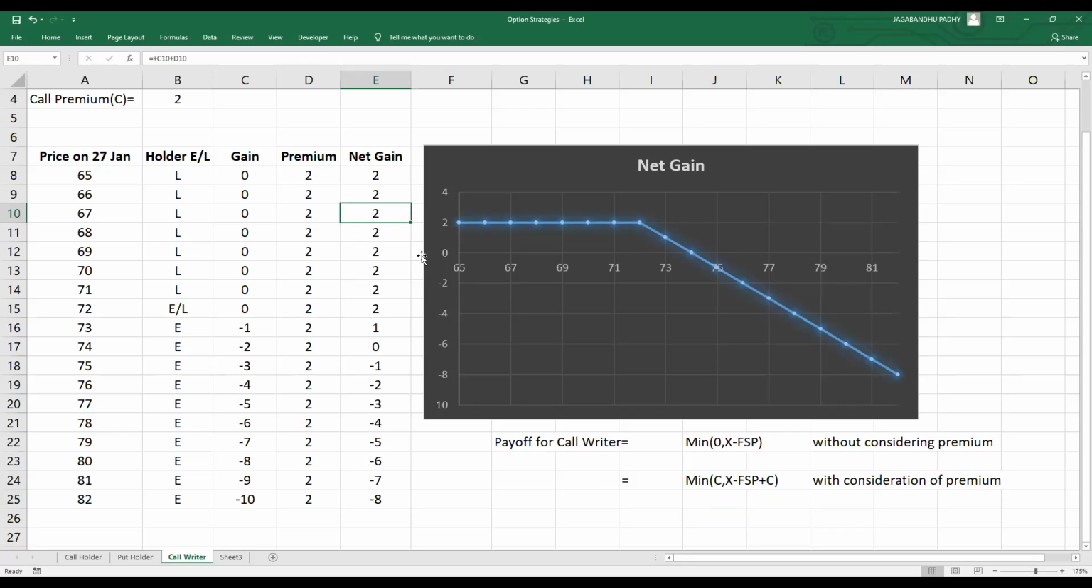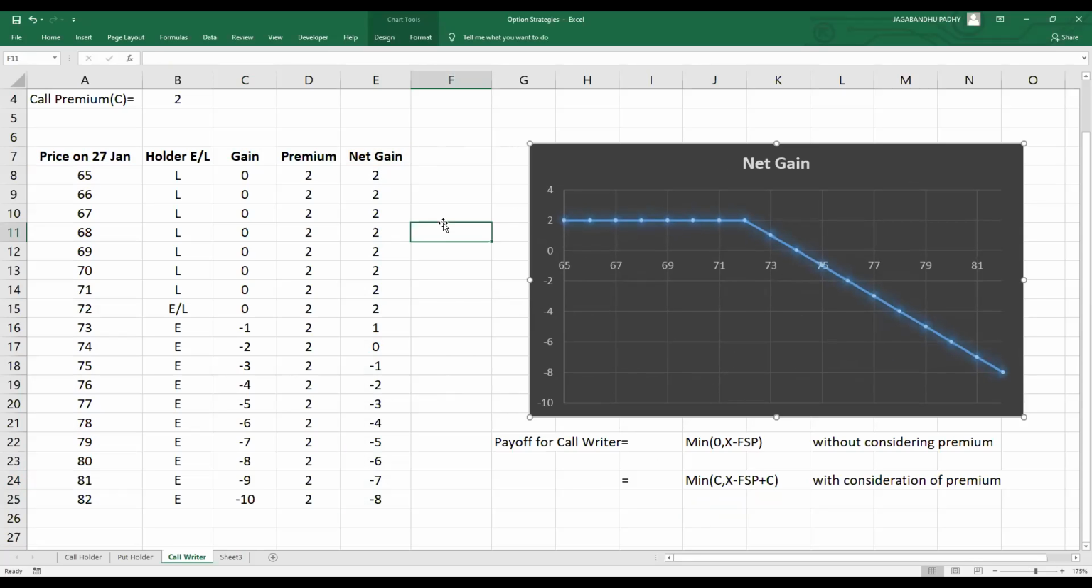Strike price was 72 minus FSP of 67 plus 2 rupees. So if you do that, it is 7 or 2 rupees. So the minimum, 2 rupees, is the answer. And this will even hold true for the subsequent values. So this is the payoff for the call writer.